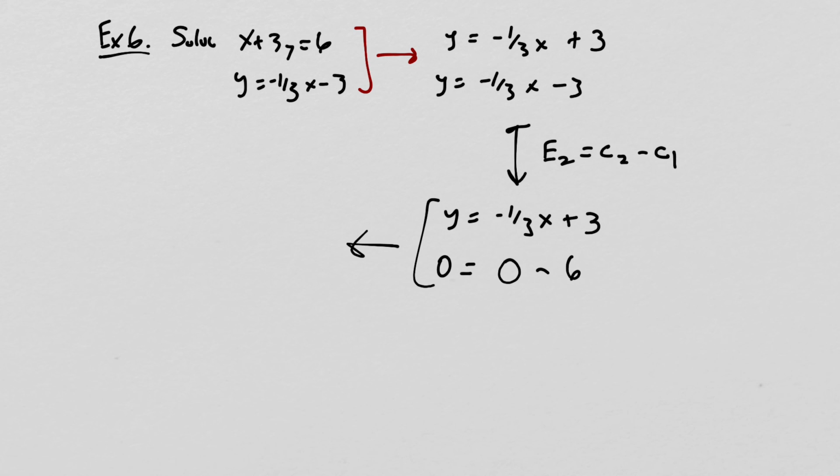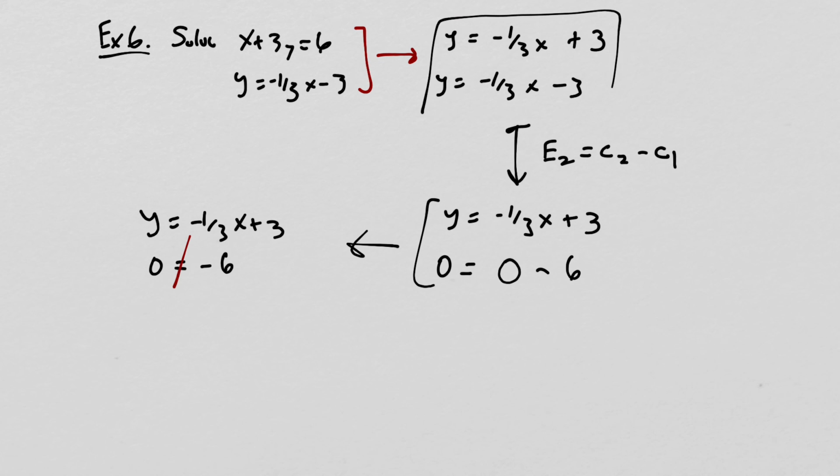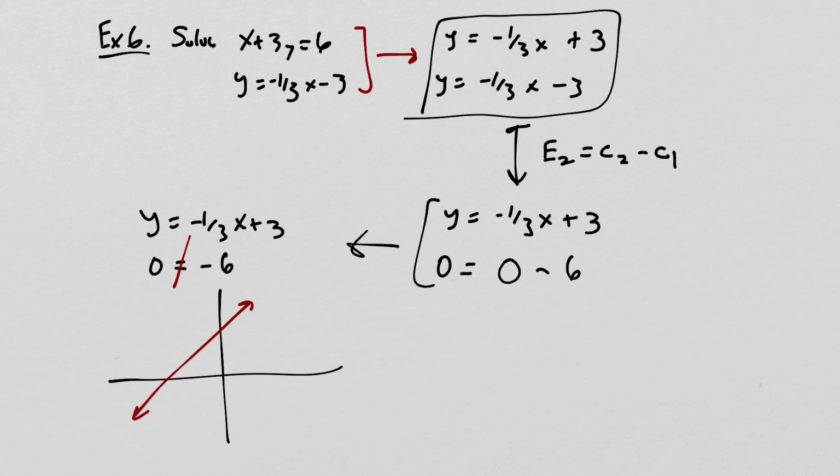So simplifying this, equation number 1 remains the same. But equation number 2 says 0 is equal to negative 6. And this is clearly not true. So what we have is an inconsistent system. From this, if we wanted to represent this as a graph, what we have is two parallel lines, one that's been shifted up by 3 units and one that's been shifted down by 3 units. And again, this is an inconsistent system, and it has no solution.